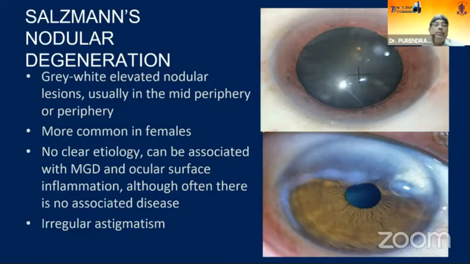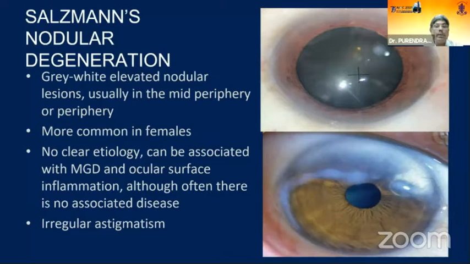Another condition is Salzmann nodular degeneration. As you can see here, there is a single nodule, and in the bottom picture there are confluent nodules covering almost half of the cornea. And we all know that they induce very high astigmatism. They are gray-white elevated nodular lesions, usually in the mid-periphery or periphery. They are mostly not present in the pupillary area. They are more common in females.